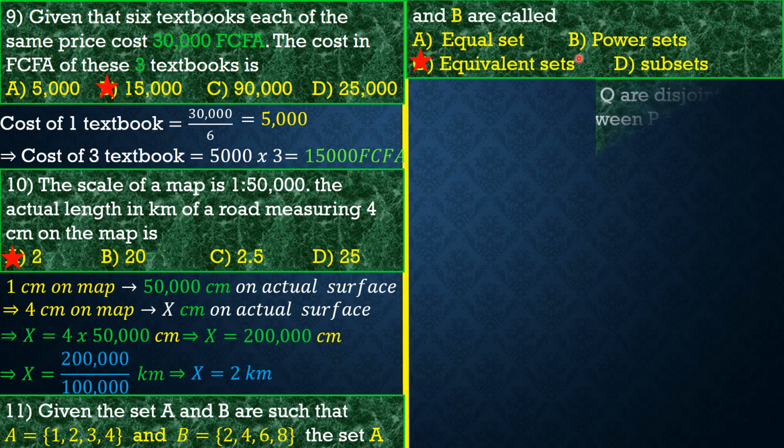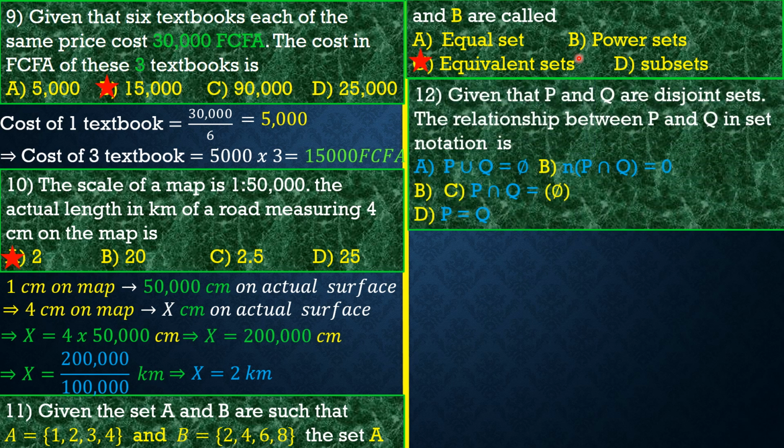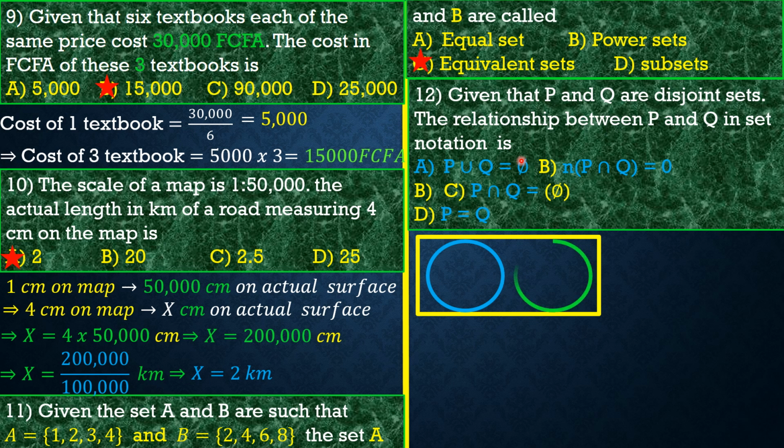Okay, so guys, question 12 reads that given that P and Q are disjoint sets, the relationship between P and Q in set notation is. So guys, what is meant by disjoint sets is simply sets in which the two sets do not intersect. Okay, they have nothing in common, they don't intersect. So let's call this set P and let's call this set Q. So this is the interpretation of disjoint sets.